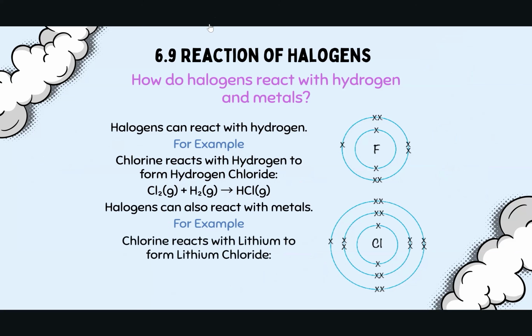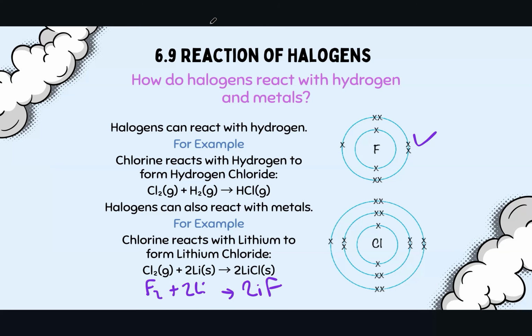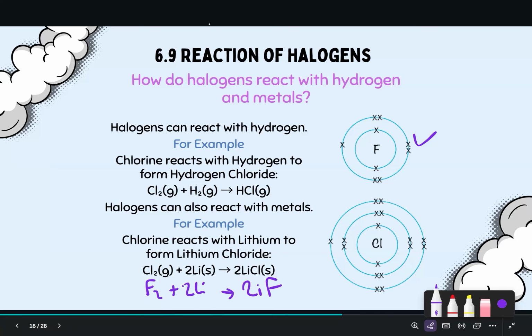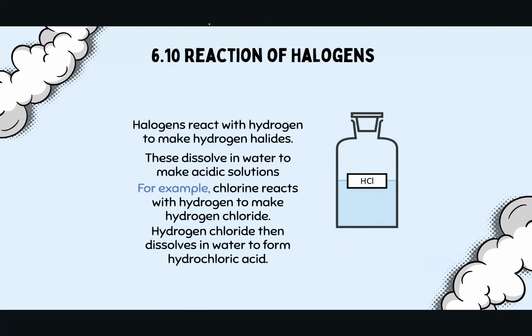Now, halogens also react with metals. For example, chlorine reacts with lithium to make lithium chloride. Cl2 plus 2 lithium makes 2LiCl. So what about if we did the same thing with fluorine? Same thing, F2 plus 2Li becomes 2LiF. In this case, you can change the metal as well. If I did bromine instead, it would be Br2 plus 2 lithium becomes 2LiBr. So again, please memorize this. Important. Okay, 6.10, reaction of halogens. Halogens react with hydrogen to make hydrogen halides. So that's what we've just covered.